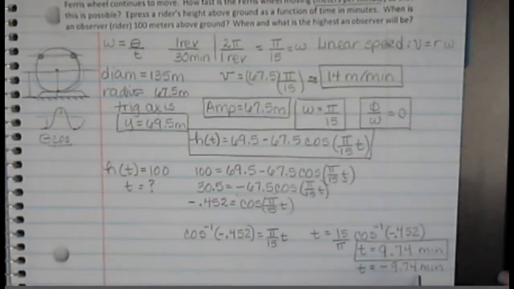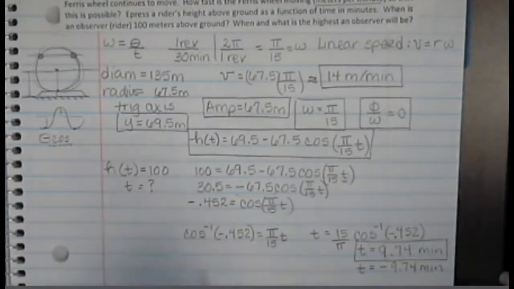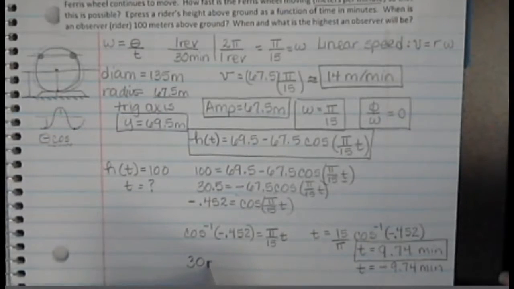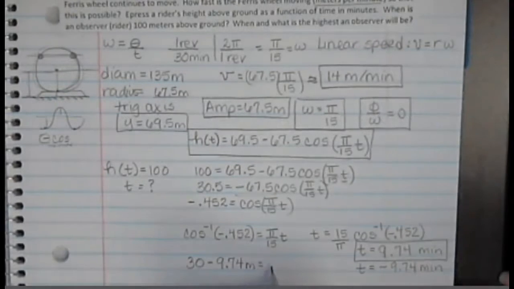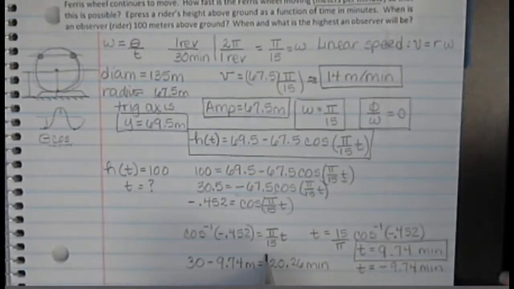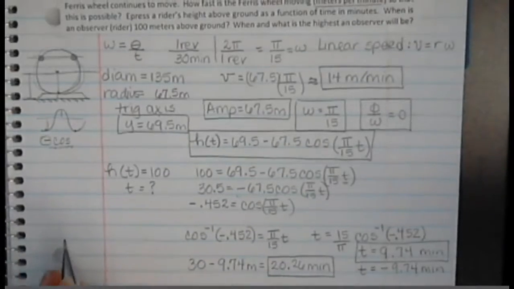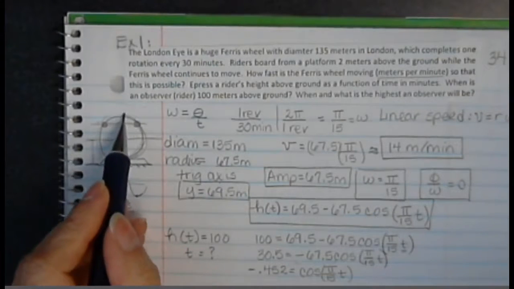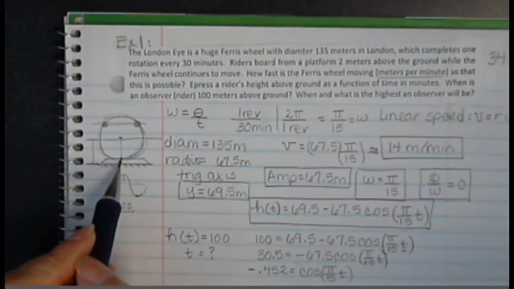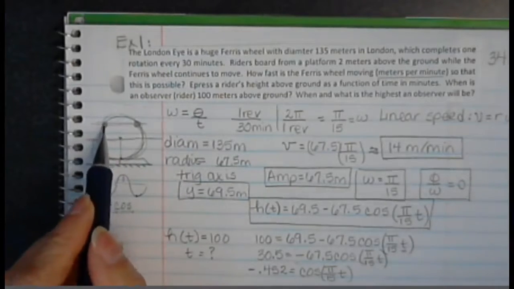Well, we can't go back in time in terms of a negative time, but we do know that it has to deal with those 30 minutes. So to find the other time, we're going to get our full cycle of 30 minutes, and we're going to add or subtract, however you want to see it, that 9.74 minutes. And we're going to find that the next time on the way down is going to be 20.26 minutes. So what happens in terms of our wheel is that it's going up, it takes us about 10 minutes, and then we're up here for about 10 minutes, and then we come back down for about 10 more minutes. So it happens around 10, and it happens again around 20.